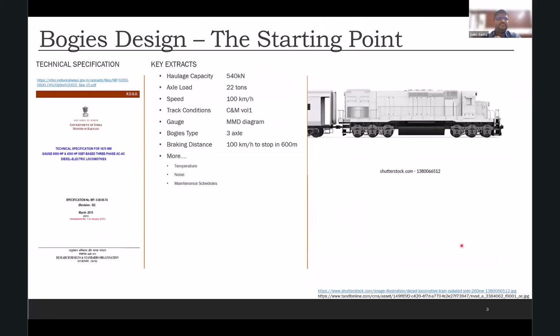So what we talk about is bogie design. Where do we start? What do we do? What simulations do we do? How do we validate that? And how do we commission it? And how do we end the process? So how does it actually start?